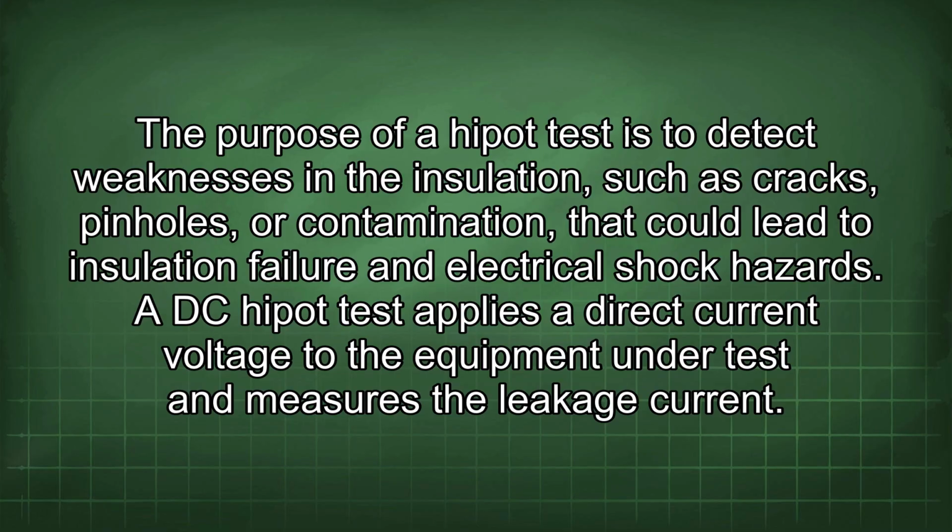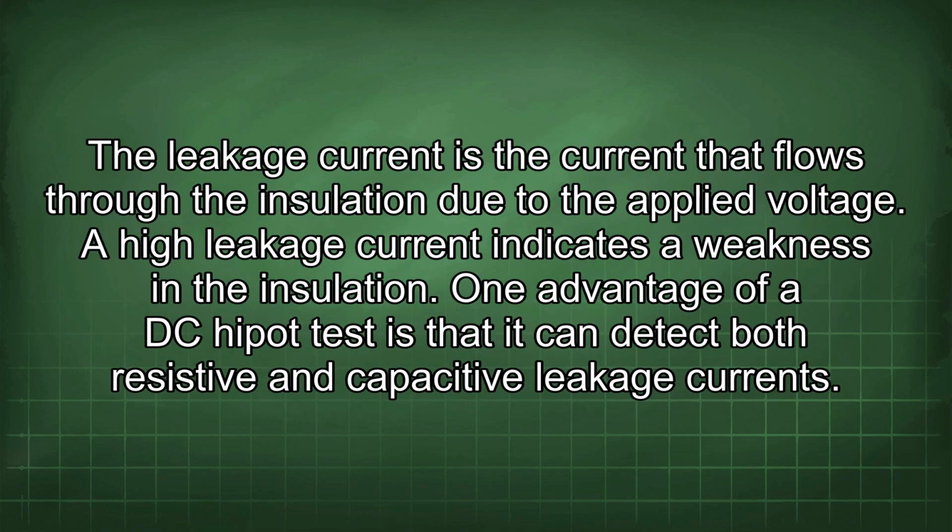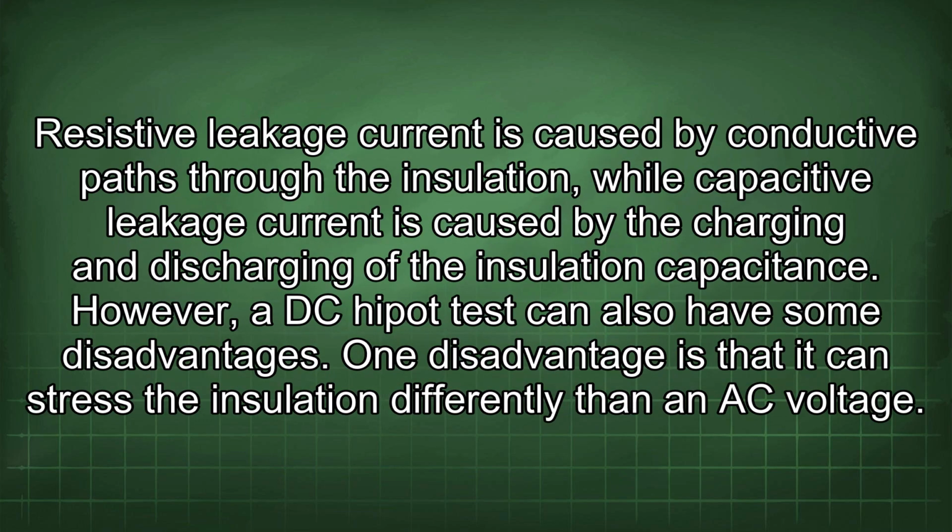A DC Hipot test applies a direct current voltage to the equipment under test and measures the leakage current. The leakage current is the current that flows through the insulation due to the applied voltage. A high leakage current indicates a weakness in the insulation. One advantage of a DC Hipot test is that it can detect both resistive and capacitive leakage currents. Resistive leakage current is caused by conductive paths through the insulation, while capacitive leakage current is caused by the charging and discharging of the insulation capacitance.